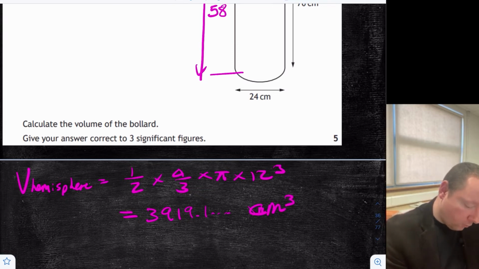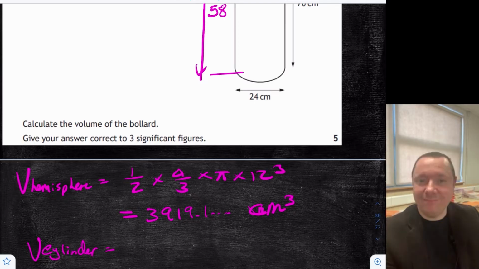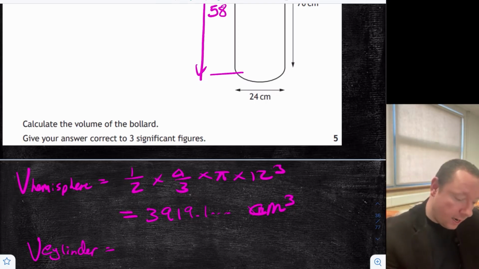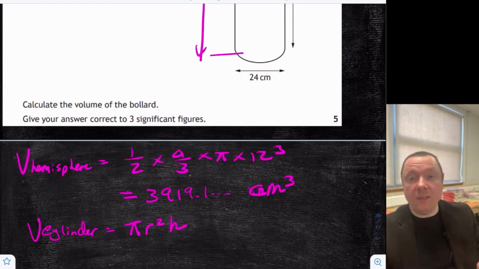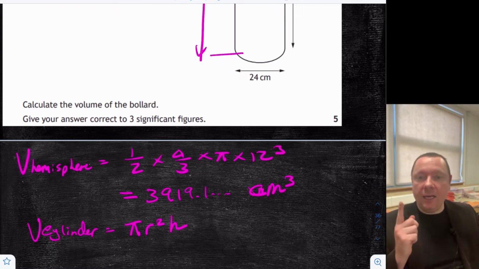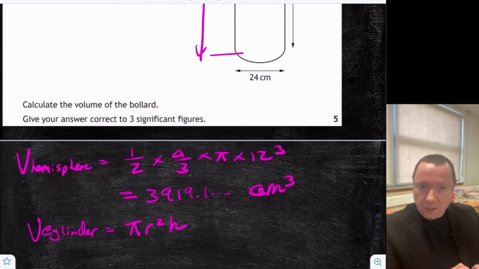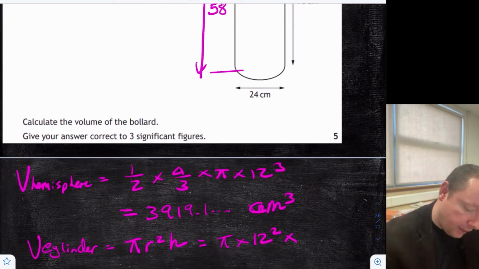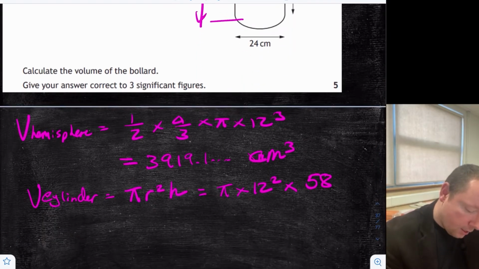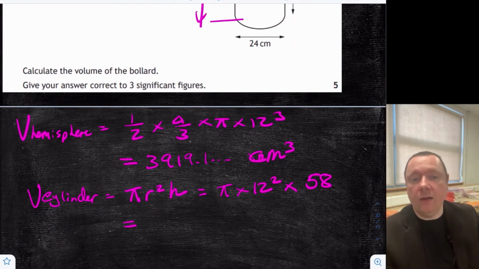Now we do the volume of our cylinder. Cylinder's area base times the height, so it's pi r squared times height. If you're not going to remember a cylinder, it's the same as a cone without a third on it. A cone's a third of a cylinder. So it's pi times the radius of 12 squared times the height that we worked out earlier, 58. We do all our sums in a calculator and we get 26238.5.